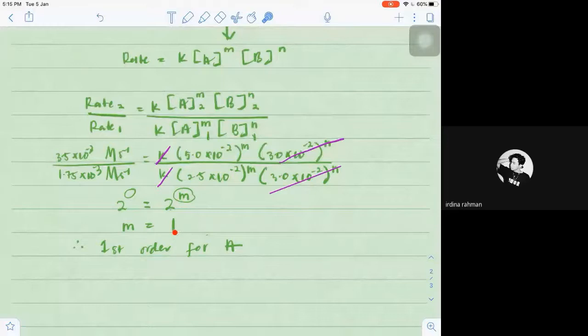Now we want to determine what is the n value. What is the order for B? So it is easier for us to choose 2 experiments with the same concentration of A. We choose 2 experiments with the same concentration of A to know what is the order for B. So look back at the data that we have in table 16.1, page 706. Which 2 experiments have the same concentration of A?